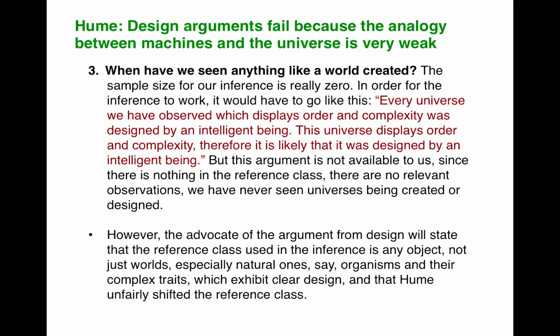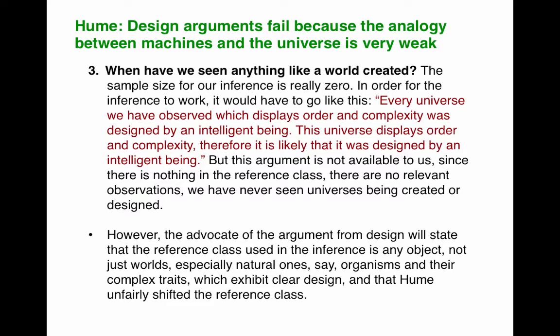Further, when have we seen anything like a world created? The sample size for our inference is really 0. In order for the inference to work, it would have to go like this. Every universe we have ever observed which displays order and complexity was designed by an intelligent being. This universe displays order and complexity, therefore it is likely that it was designed by an intelligent being. But this argument is not available to us since there is nothing in the reference class. There are no relevant observations. We have never seen universes being created or designed.